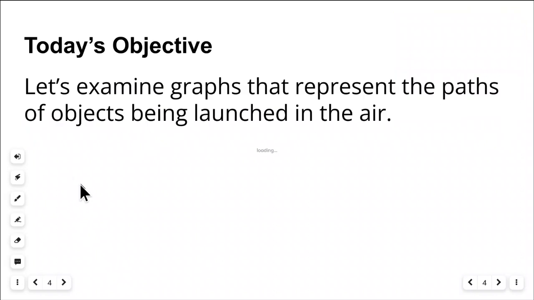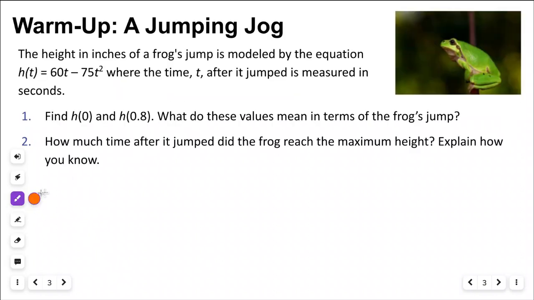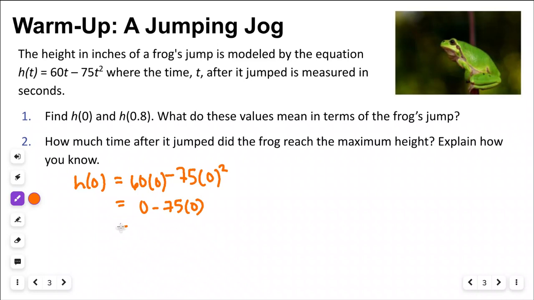To find h of 0, that just means t is 0. So we are substituting in the number 0. That's going to be 60 times 0 minus 75 times 0 squared. When we go to do that math, that is 0 minus 75 times 0. 75 times 0 is 0, so we just get 0 minus 0. That is 0. So h of 0 equals 0.